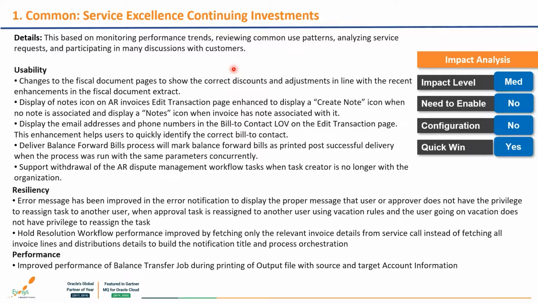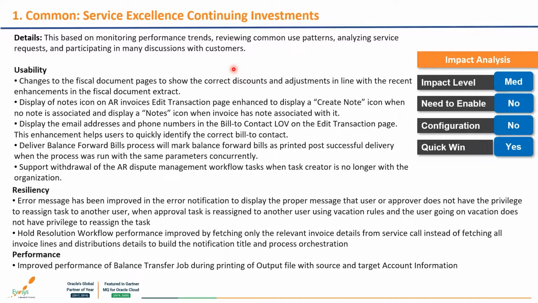In terms of resiliency, we have two updates. The first update is for employee vacation rules. Whenever a user is configuring a vacation rule, and let's say the user does not have the privilege to reassign the task, the system will display an appropriate error message that the user or the approver does not have privilege to reassign the task. So this is an enhancement in error message display.